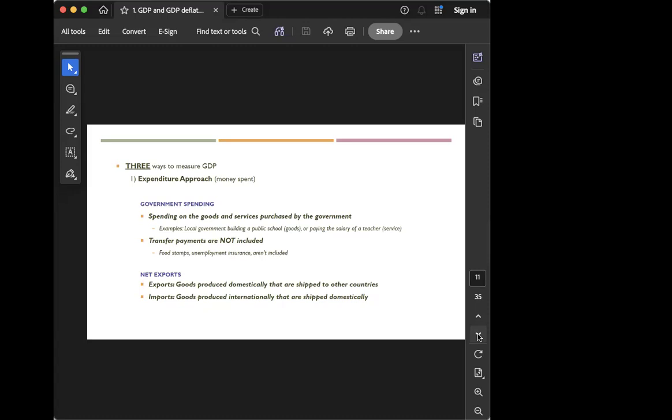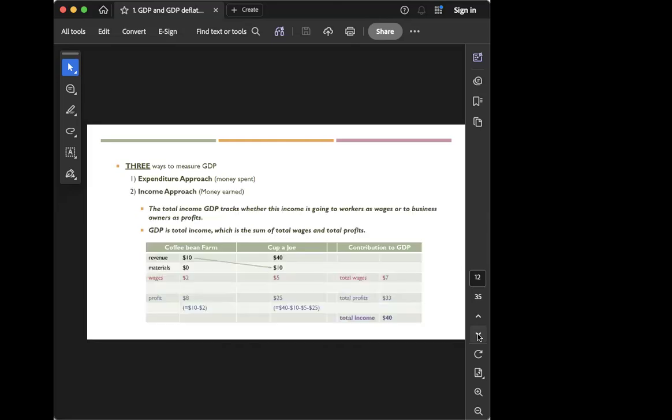This was the first approach we had to learn. Now we're going to move to the second one, which is called the income approach. The income approach measures GDP by adding up income earned in production. In a simpler version, total income includes wages and also profits.